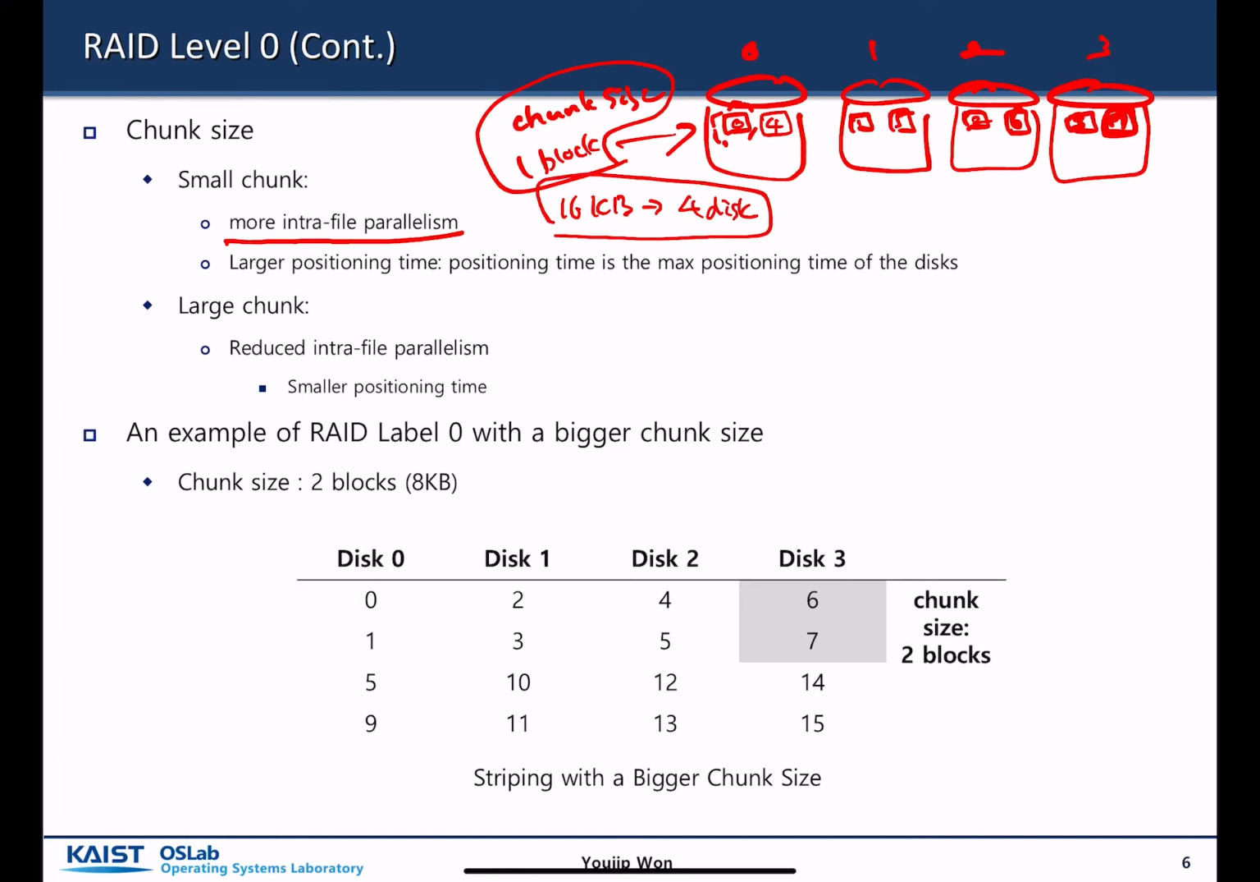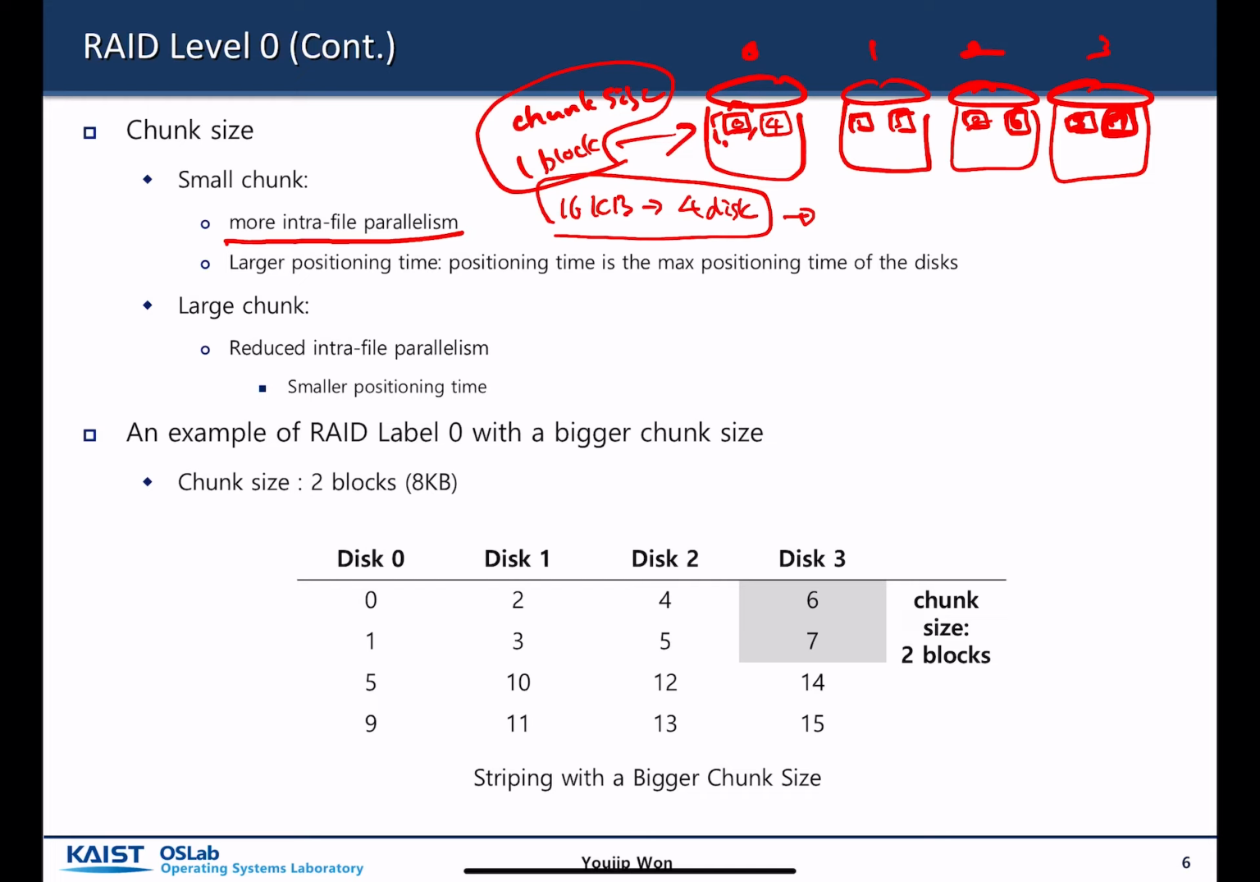In this case, you have to synchronize the rotation delay across the 4 disks, and the positioning time of reading those disks is governed by the maximum of the positioning times. So the positioning time gets larger. On the other hand, if you use large chunks, for example, if you write 4 blocks at a time to each disk, then you will reduce the intra-parallelism, which is not good. However, you will get a smaller positioning time.